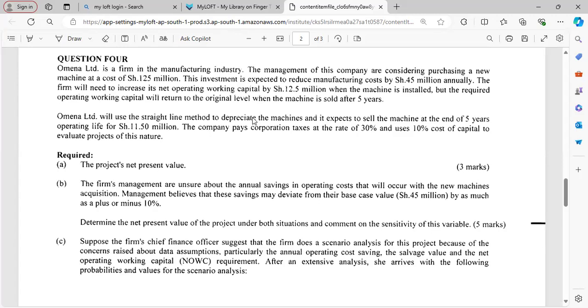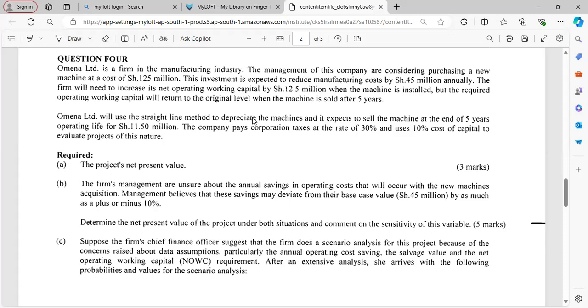Omena Limited is a firm in the manufacturing industry. The management of this company are considering purchasing a new machine at a cost of shillings 125 million. This investment is expected to reduce manufacturing costs by 45 million annually. The firm will need to increase its net operating working capital by 12.5 million when the machine is installed, but the required operating working capital will return to the original level when the machine is sold after 5 years.